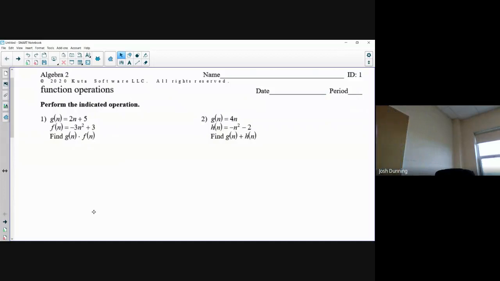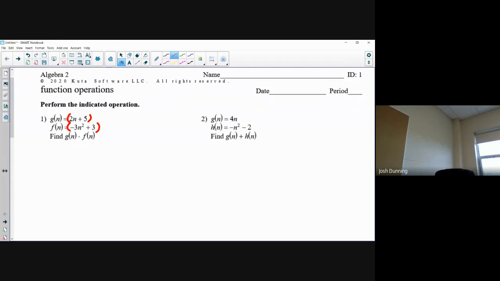Okay, so the next thing for functions is operations. This is something they do ask quite a bit on the Regents. It's not too bad once you understand the symbols. It's just algebra. Number one, g of n is 2n plus 5, f of n is negative 3n squared plus 3.